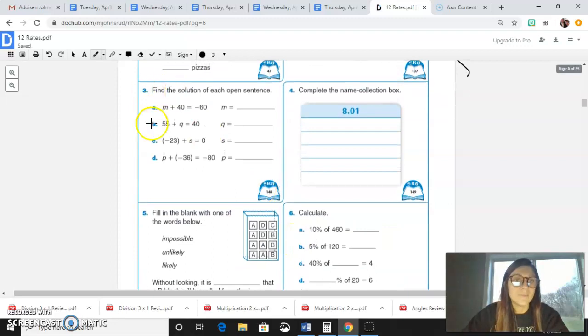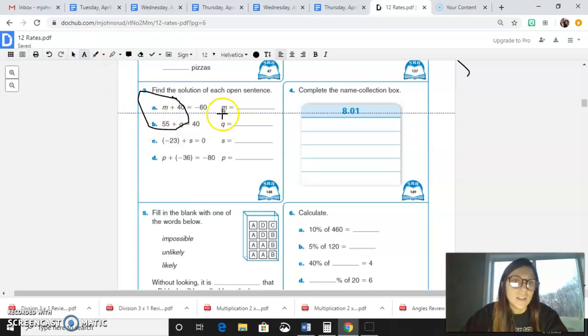For the next one, I'm going to have you just cross out number 2 and then go down to number 3. These ones are a little bit different. So if I have m plus 40 equals negative 60, some of you just want to say, oh, m is 20. But look here, this is negative 60. So if I have negative 60 and I have 40 here, how many m's would you need to make over here equal negative 60 if I have 40 positives? So what you need to think is 40 plus 60 equals 100 and make it a negative.